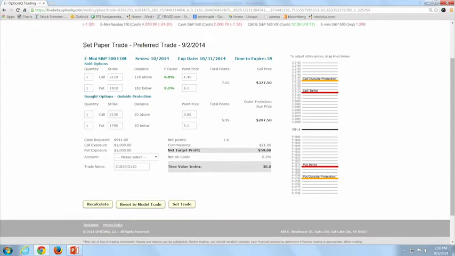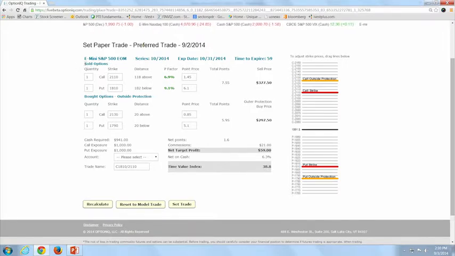At the top of the screen, this is the name of this page. It's the Set Paper Trade page. Okay? We're setting a preferred trade, and we're setting it on September 2nd of 2014. You'll notice here the index that we're trading, E-mini S&P 500. The series is the 10th month of 2014. The expiration date would be October 31 of 2014. Time to expire, 59 calendar days. So that's what all the up top information is showing us.